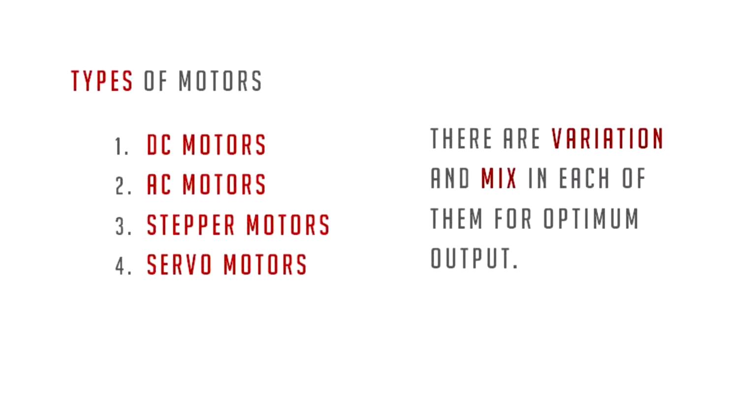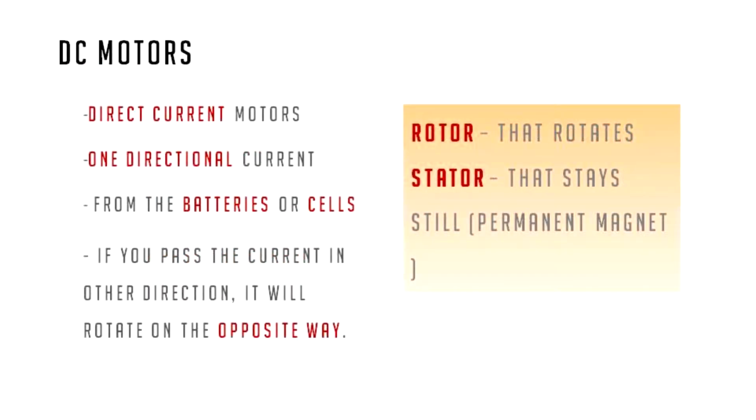Okay, so let's learn a little bit more about these systems. DC motors usually run on DC currents. DC currents are the ones we get from batteries or cells. They're direct, they do not change directions. If you would like to learn more, we're going to make a course on electronics and electricity, so stay tuned for that. Now if you pass the current in the other direction, it will rotate in the opposite way, since it's a DC motor, so they'll just change the direction of the rotation, due to the magnetic field that is created due to the current.